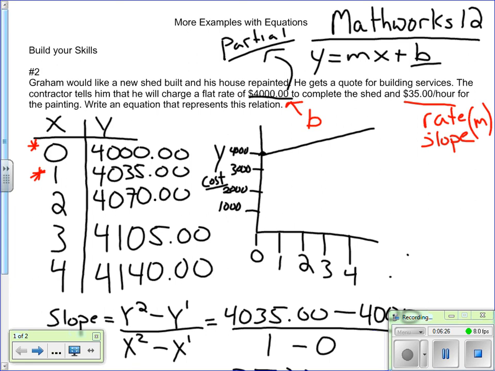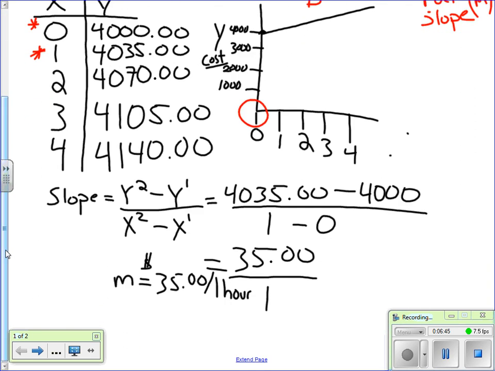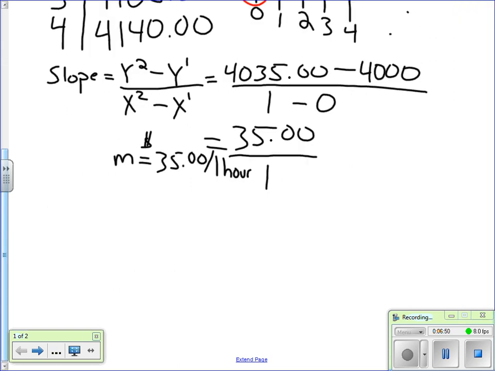Now, if this was a direct linear relation, then that b would be 0, right? The y-intercept, or where it meets the y-axis, would be down here on the graph. So that's a quick way to look at these equations mathematically, to really understand what they're saying. But the question's asking for the equation, so let's write out the equation.